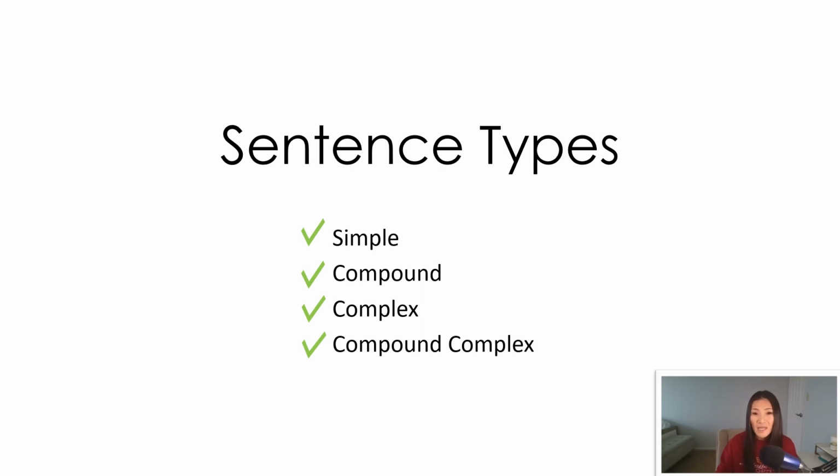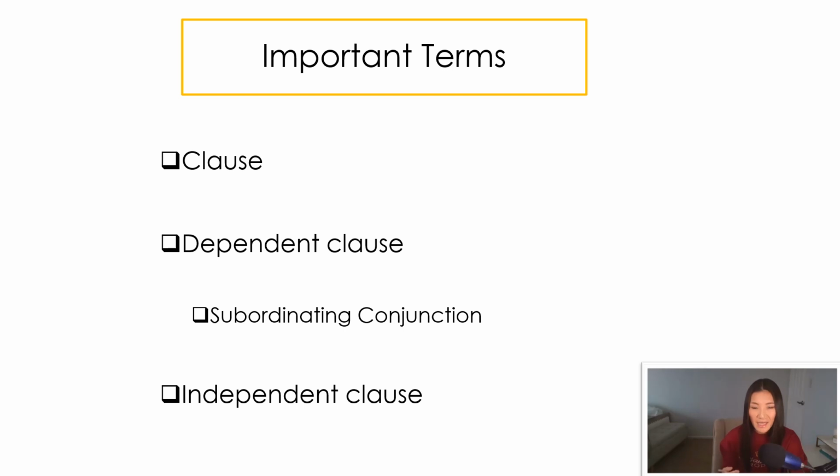We're going to go over 4 types of sentences: simple, compound, complex, and compound complex. And at the very end, we'll have a very short practice so that we can review what we go over today. Before we go over the sentence types, we should review some very important terms. As long as you understand these terms, the rest of the lesson should be very easy. So the terms we're going to review very quickly right now are clause, dependent clause, subordinating conjunction, and independent clause.